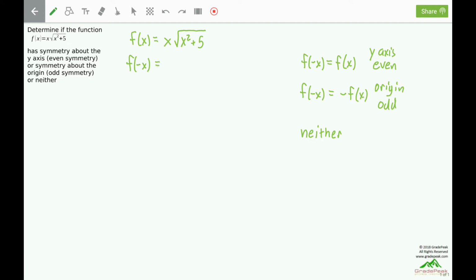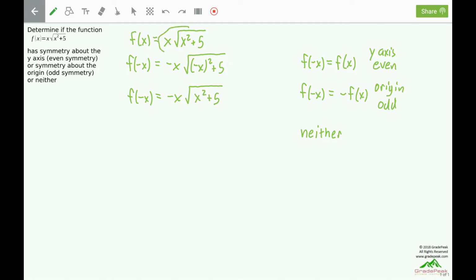f of negative x means to plug in negative x in for each of the x's, which will give negative x times the square root of negative x squared plus 5, which is negative x times the square root of, a negative squared is a positive, then x squared plus 5.